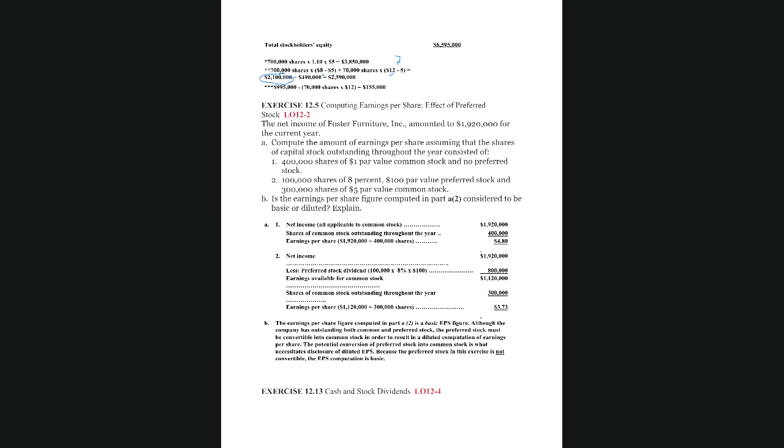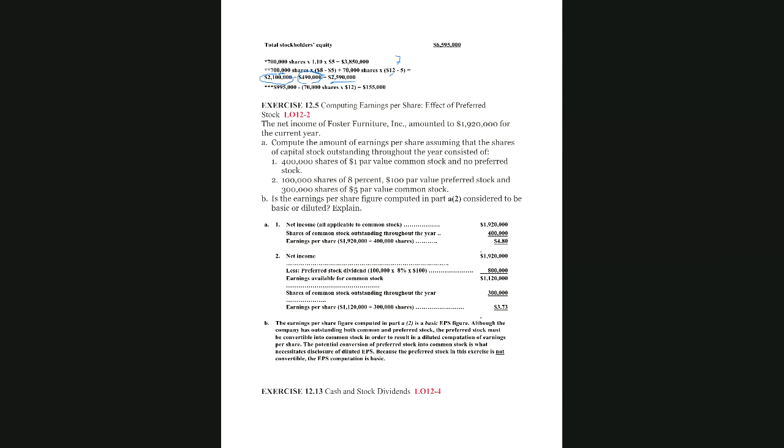$7 per share is the excess, times the 70,000 shares that were issued at the time of the stock dividend. The excess is going to be credited to the additional paid-in capital. So the total amount of additional paid-in capital equals $2,590,000. Does that make sense now, guys?